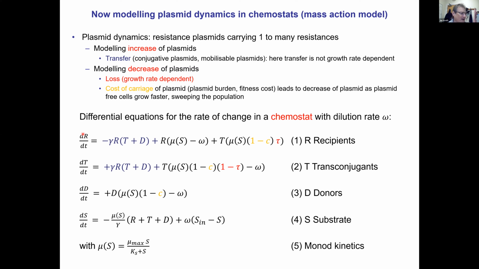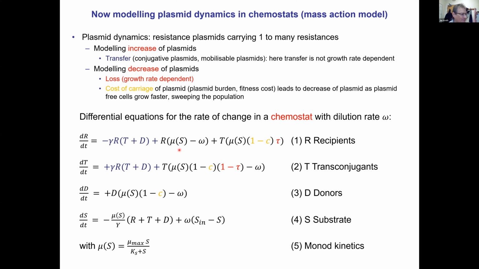Now R are the recipients, plasmid recipients, T are transconjugates, D are donors, and S is a substrate as before, where we're using monokinetics as before. This is the plasmid transfer term, so when a recipient meets a transconjugate or donor, it is removed because it becomes a transconjugate. So this term here and this term here is the same. So if the recipient gets a plasmid, when it meets a transconjugate or donor, it turns into a transconjugate. So this is this term.